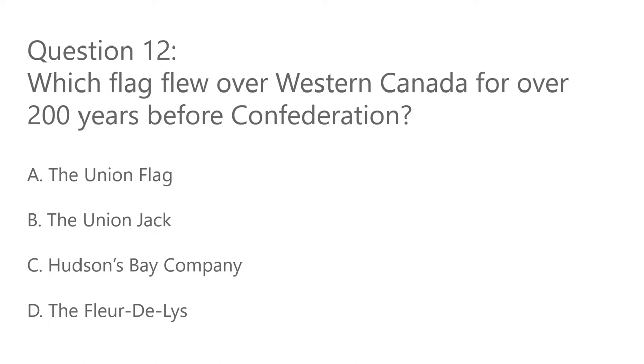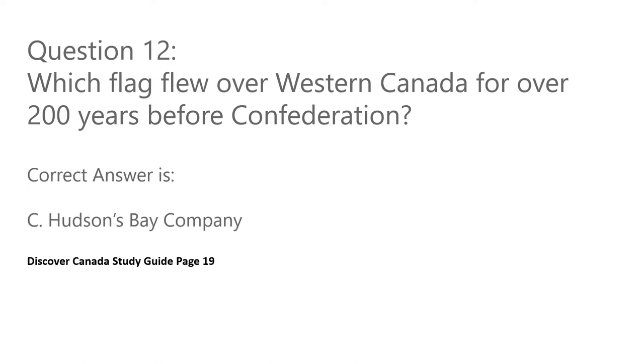Question 12. Which flag flew over Western Canada for over 200 years before Confederation? A. The Union Flag. B. The Union Jack. C. Hudson's Bay Company. D. The Fleur-de-Lis. Correct answer is C. Hudson's Bay Company. Discover Canada Study Guide, page 19.